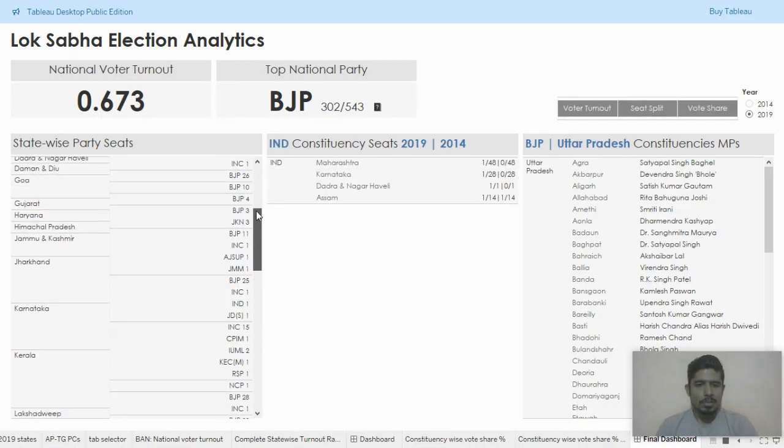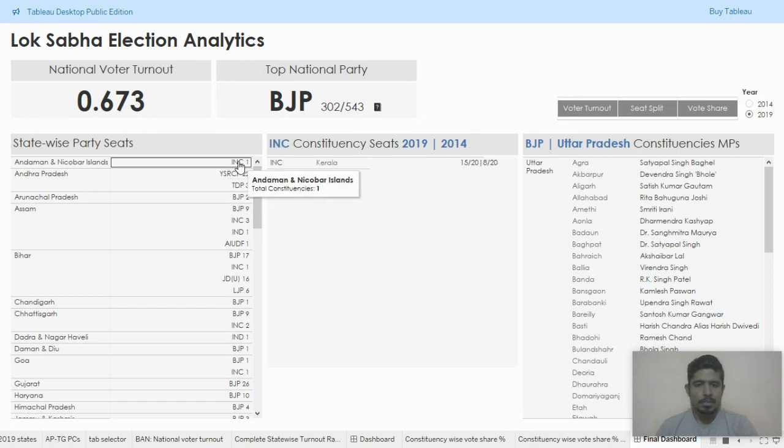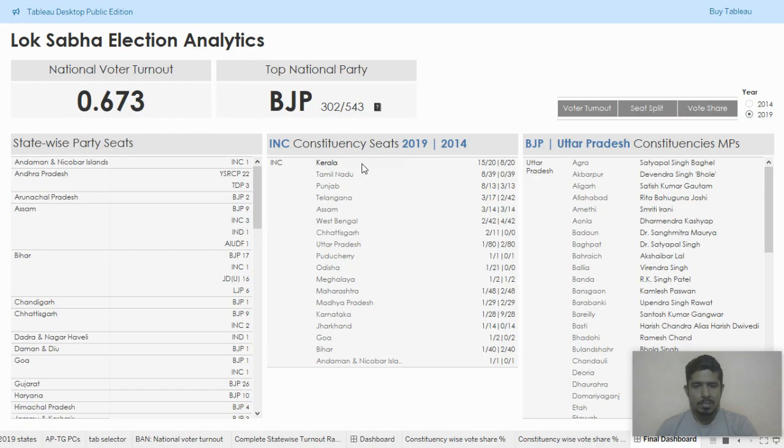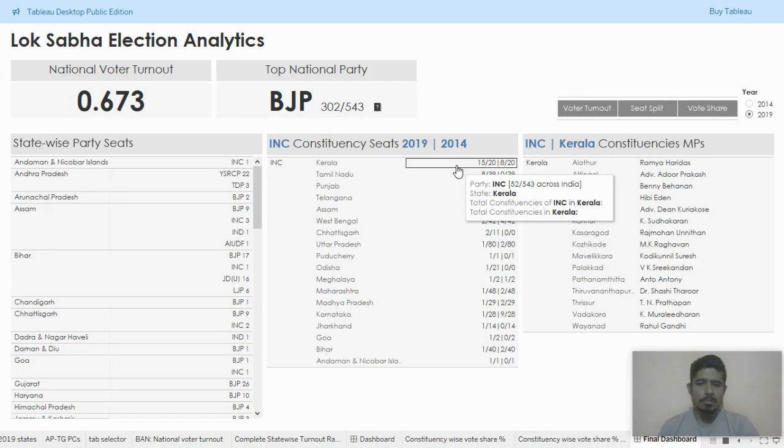Now, if I want to see the number of seats secured by any particular political party across different states, then I just hover over here. Let us see, I want to see different seats secured by INC across different states of India. So I click over here, INC, and I am able to see that in Kerala INC secured 15 out of 20 seats in 2019 Lok Sabha election, and earlier in 2014, INC was able to secure only 8 out of 20 seats of Kerala.